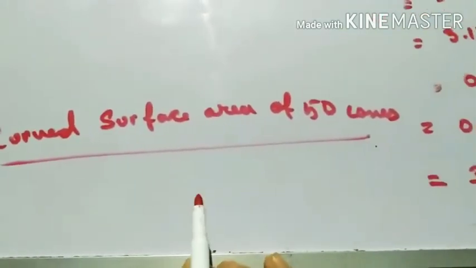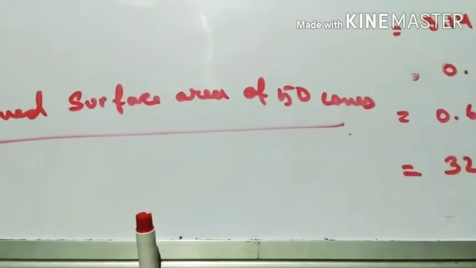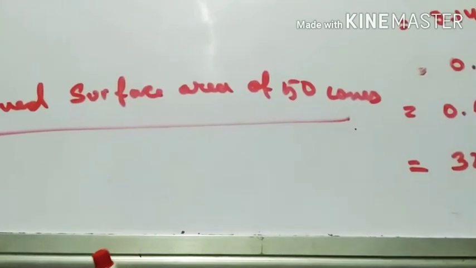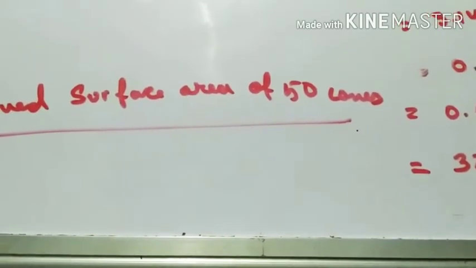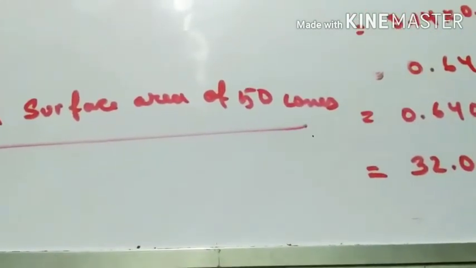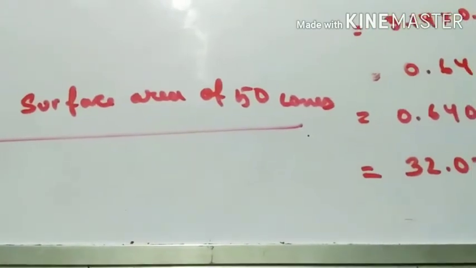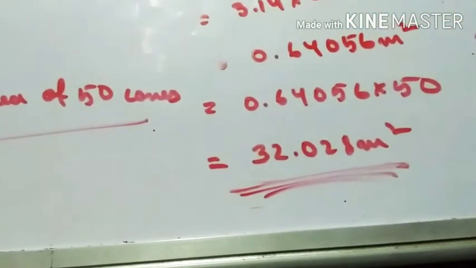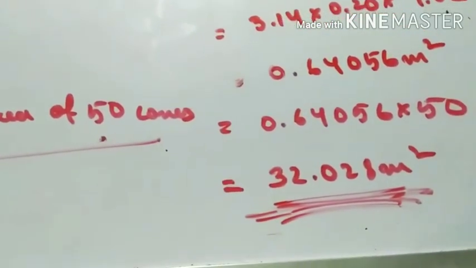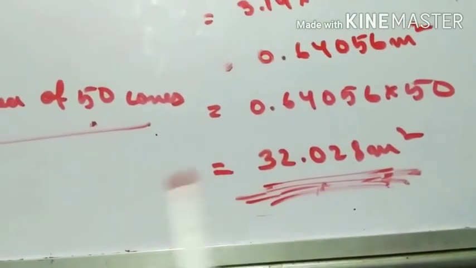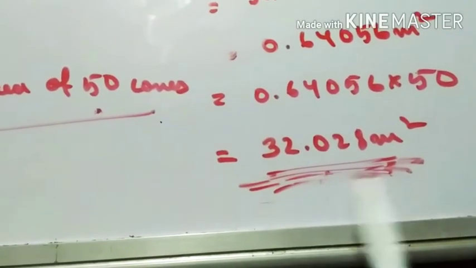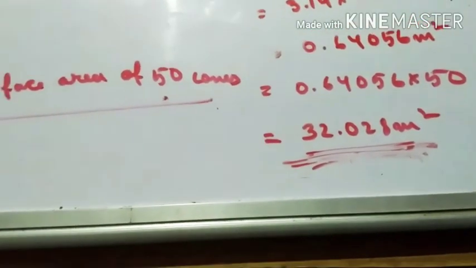Now, the outer side of each cone is to be painted, and the cost of painting is 12 per meter square. What will be the cost of painting all these cones? To paint 1 meter square of area, the cost is 12. Because this is the curved surface area of 50 cones, all these 50 cones have to be painted. So this is the total area that has to be painted. To paint 1 meter square the cost is rupees 12, so to paint this much meter square, what will be the cost?